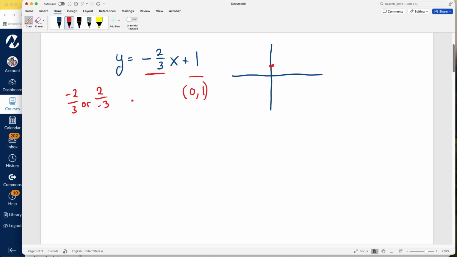The slope gets us to another point, okay? Let's use this one, -2 over 3. So we rise -2. You rise -2, which direction are you going? Down. So we come down 2, and then we run 3 in the positive direction. 1, 2, 3, and we have another point here. If we use the other one, 2 over -3, we go up 2, but we go backwards 3. 1, 2, 3, and we get this point. You can see they're both on the same line.